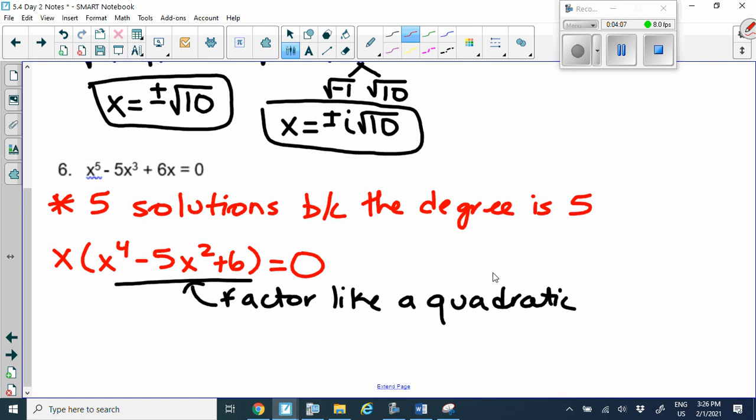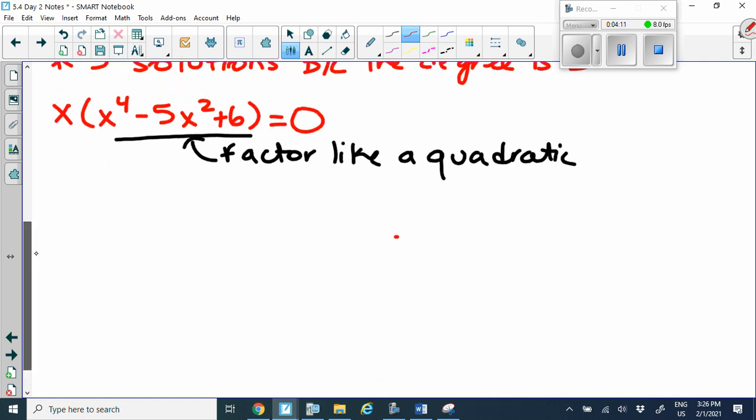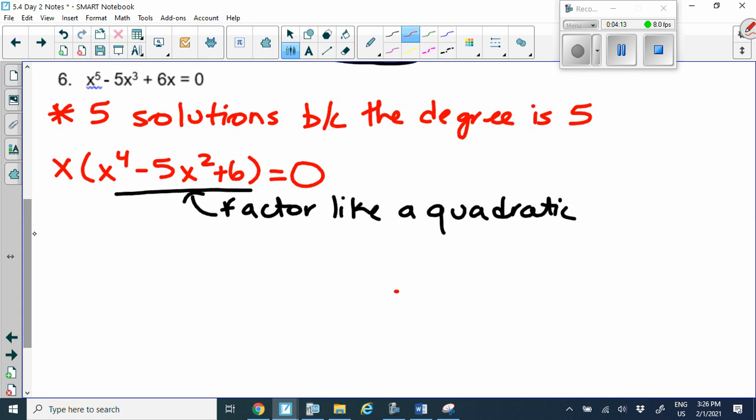Okay. So in doing so, I'm going to bring down my x. And the reason I need to bring down my x is because it is a variable, and it is a factor, meaning I will have to set it equal to 0. Then I'm going to do my 2 sets of parentheses.